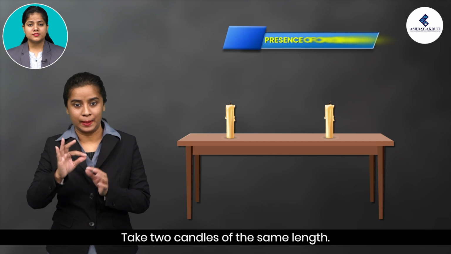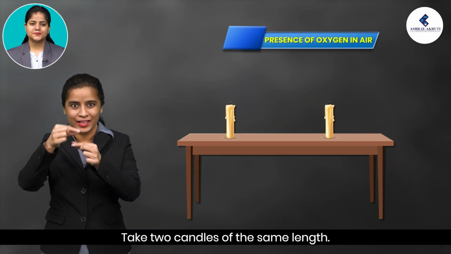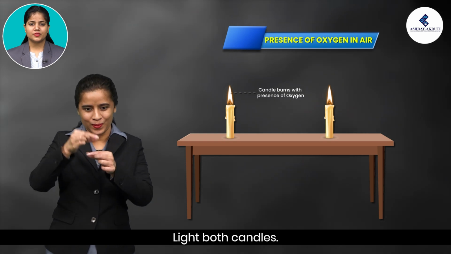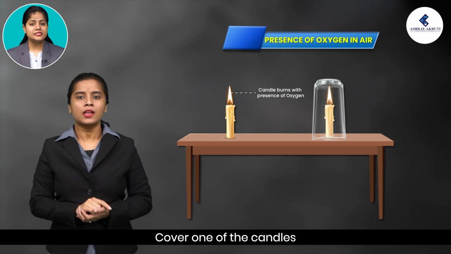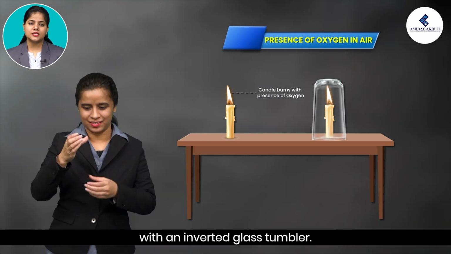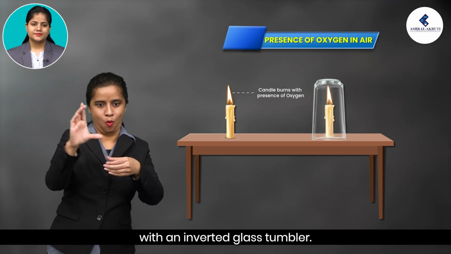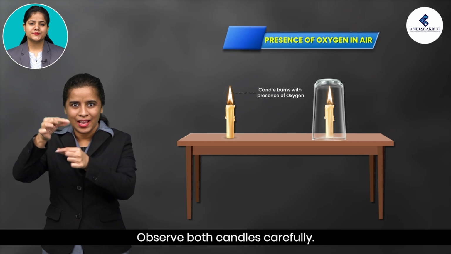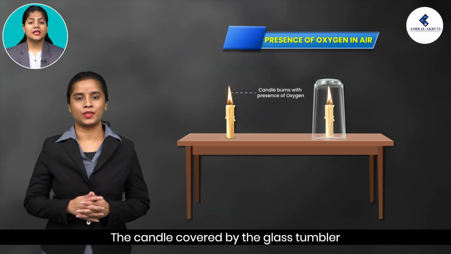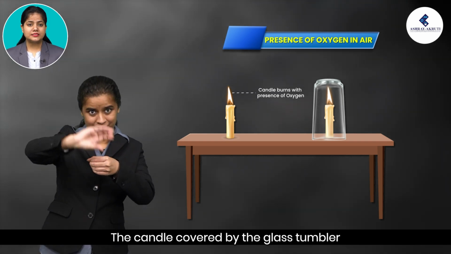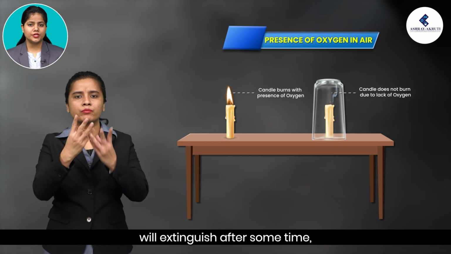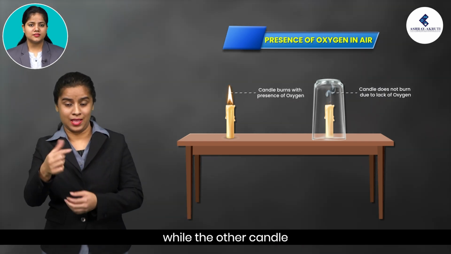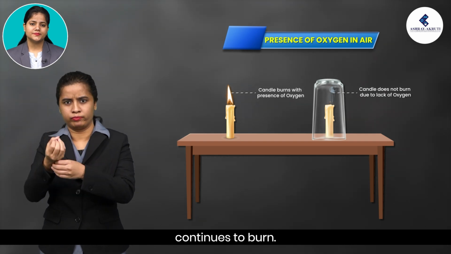Take two candles of the same length. Light both candles. Cover one of the candles with an inverted glass tumbler. Observe both candles carefully. The candle covered by the glass tumbler will extinguish after some time, while the other candle continues to burn.